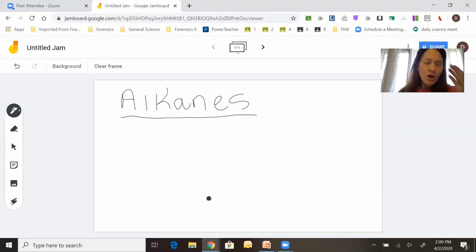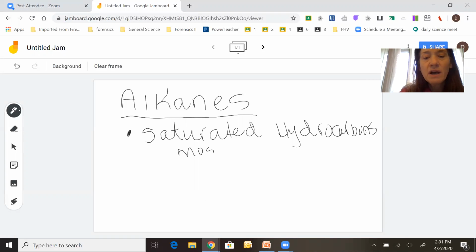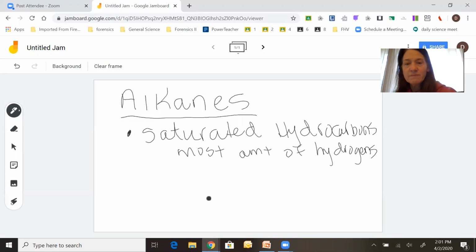So what do we know about alkanes? Remember, when we're talking about hydrocarbons, yes, fossil fuels are made from hydrocarbons, but when we talk about alkanes, alkenes, alkynes that some of you have picked out, we're really talking about the structure of the hydrocarbon molecule. So let's talk about alkanes. Alkanes are saturated hydrocarbons. Saturated means it has the most amount of hydrogens. That's what saturated hydrocarbons mean. That's what alkanes mean.